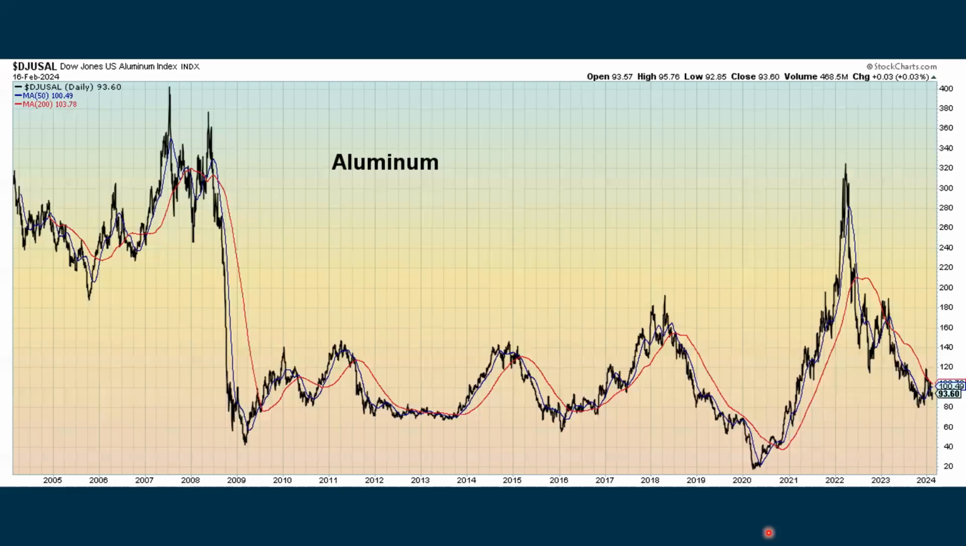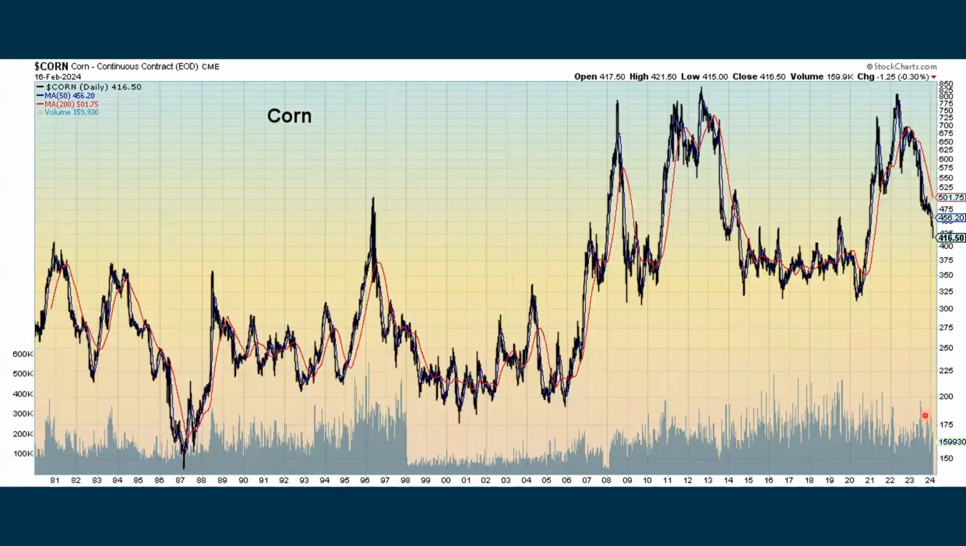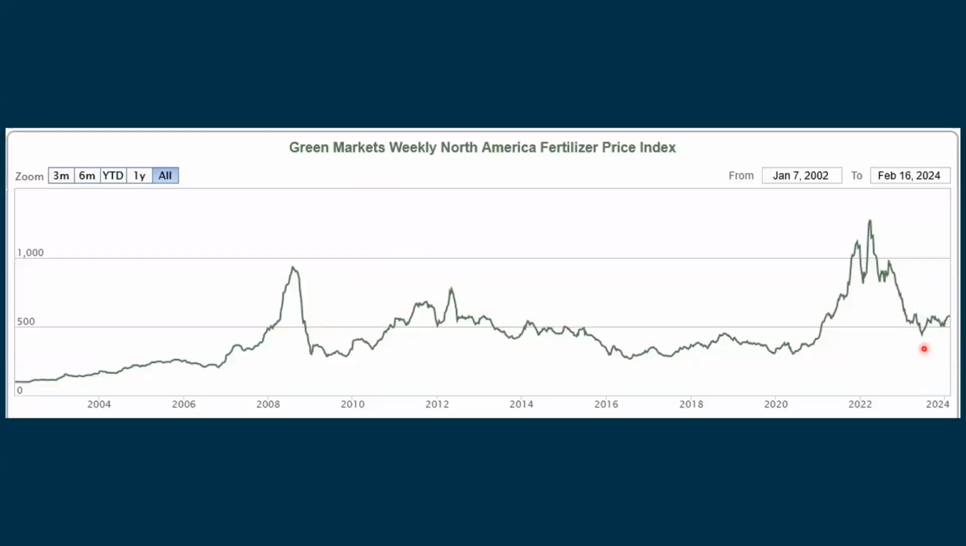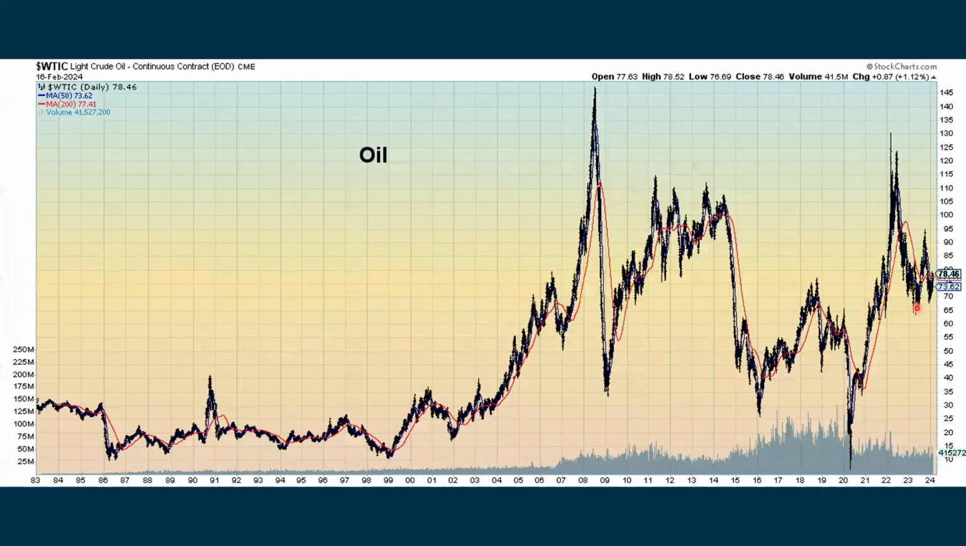And then some other markets. We don't trade these markets. I just like to keep a watch on these markets just to see if anything really strange is happening. This is aluminum, and this shows that aluminum continues to be in a downtrend. We're also showing corn in a downtrend. Wheat, it bounced up, but it's still in a downtrend. Here's fertilizer, which is starting to bounce back up, but it has been in a longer-term downtrend.